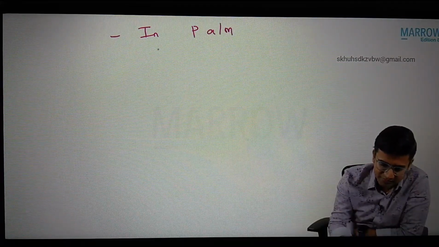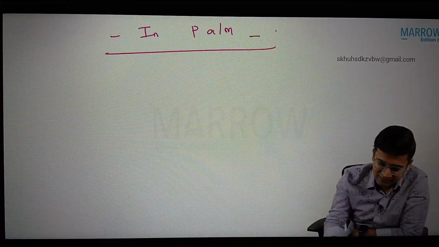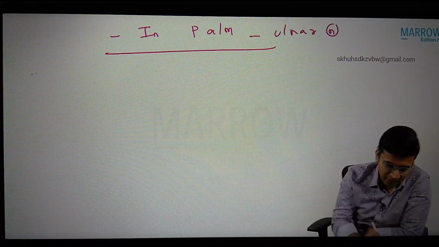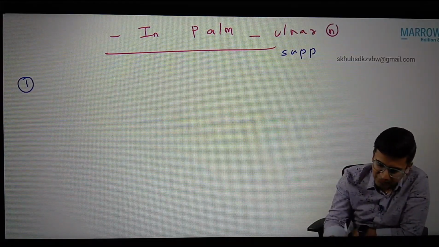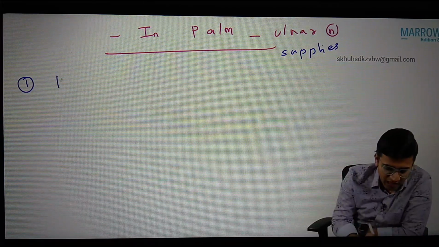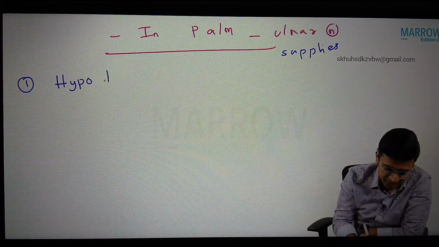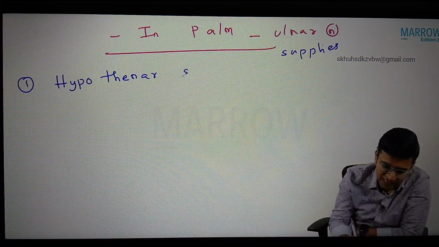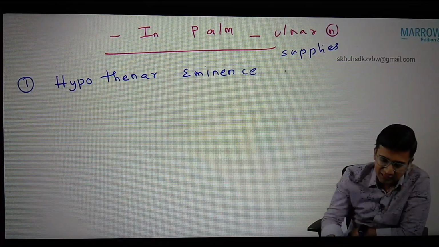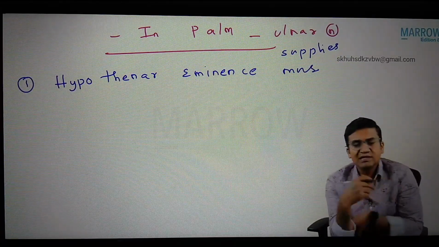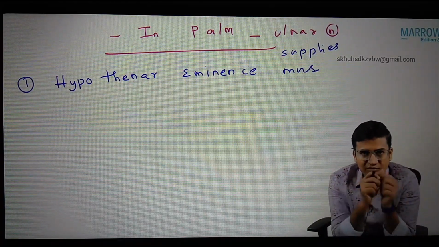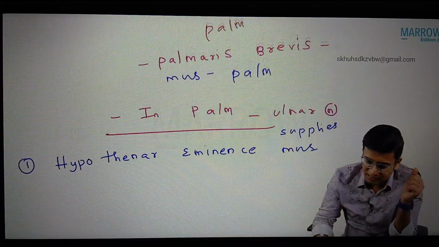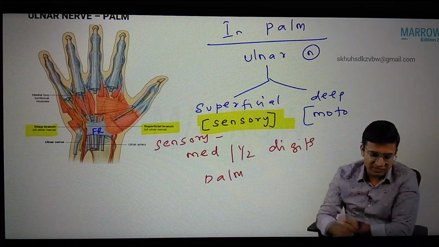So in the palm, the ulnar nerve supplies the following muscles. Number 1, hypothenar eminence muscles. Now, the thenar eminence we have three muscles: flexor pollicis brevis, abductor pollicis brevis, and the opponens pollicis.